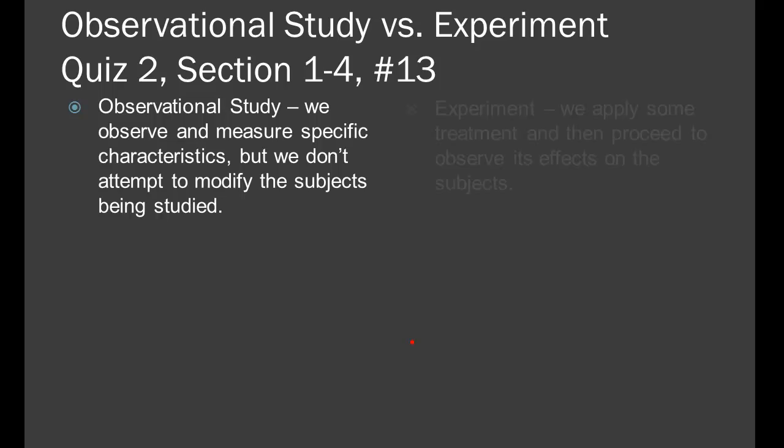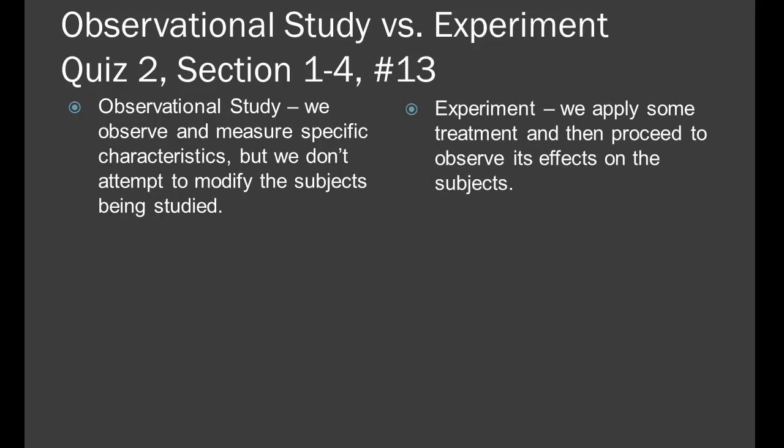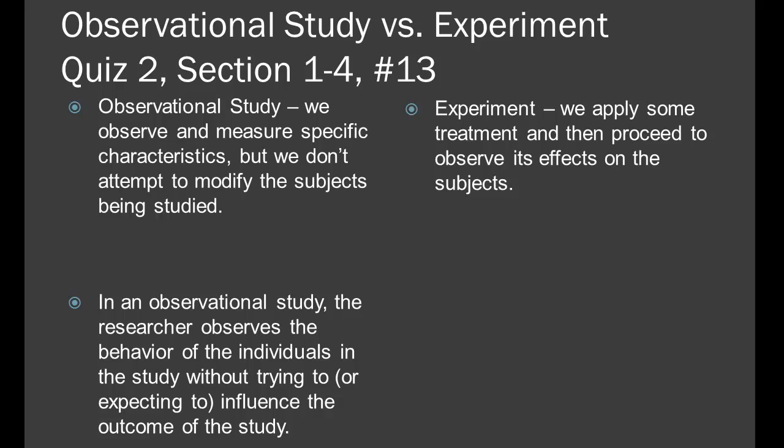Now, I consulted a couple of different sources, and I found another definition that may be a little clearer for you for the observational study. This is from Sullivan, a textbook that we've used before. It says, in an observational study, the researcher observes the behavior of the individuals in the study without trying or expecting to influence the outcome of the study.